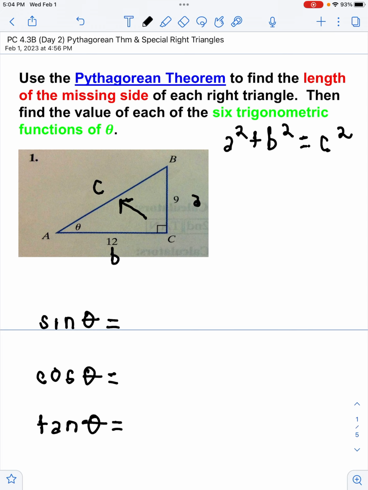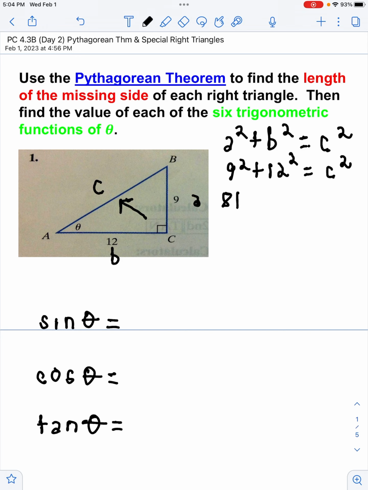So when we use the Pythagorean theorem, we always want to make sure that we use the longest side, the hypotenuse, as c in the Pythagorean theorem. And of course, it's the same letter here. So if I plug in, I'm going to have 9 squared for a squared plus 12 squared for b squared, and we're trying to find c squared.